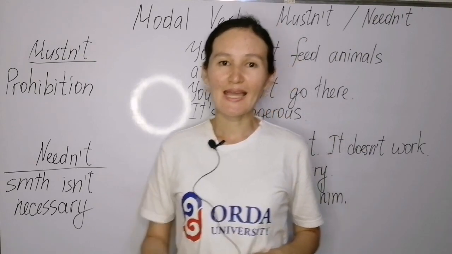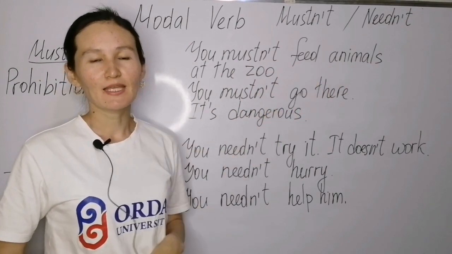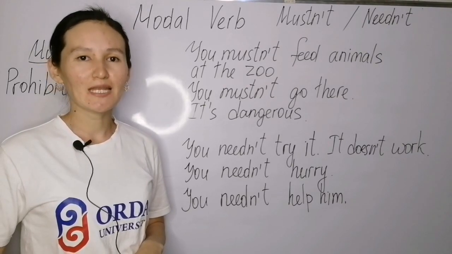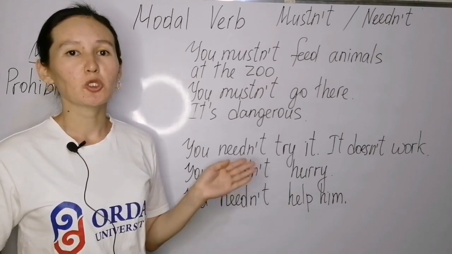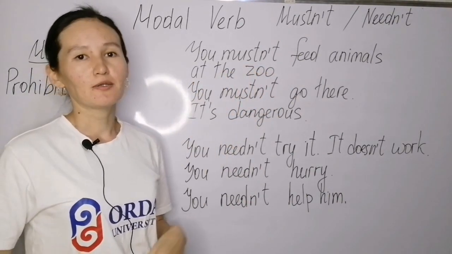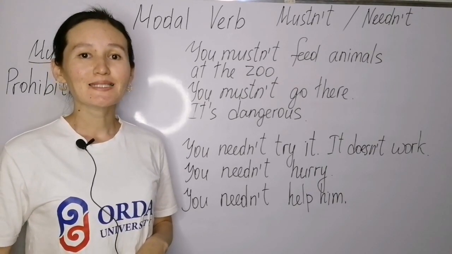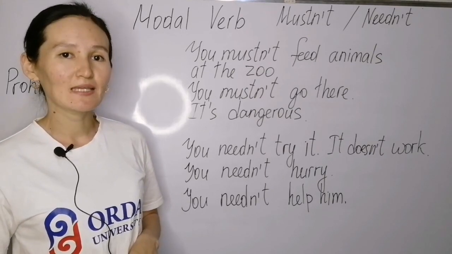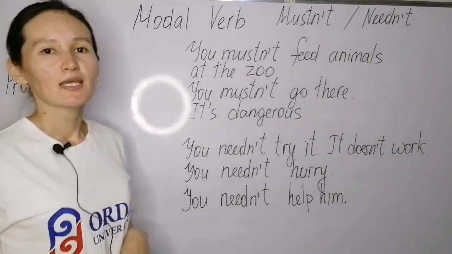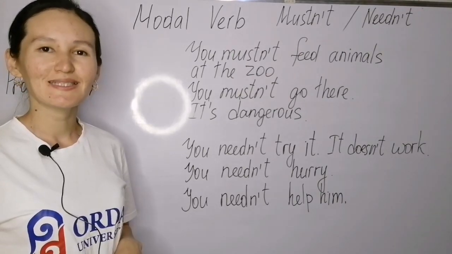Okay, let's take a look at the sentences. You mustn't feed animals. Yes, this is actually said at the zoo. Mustn't feed. You mustn't go there. This might be dangerous. You mustn't play there. You mustn't visit that place. This is dangerous.